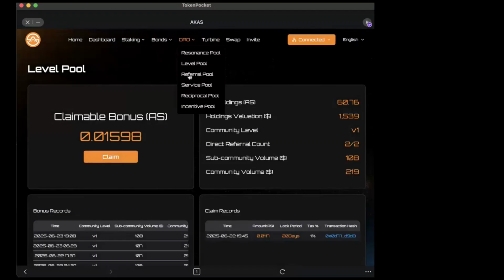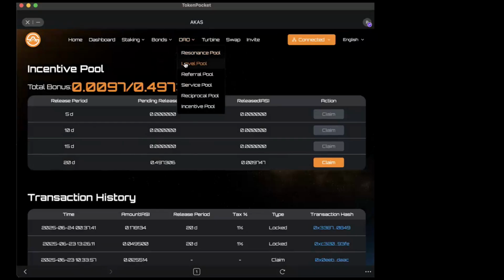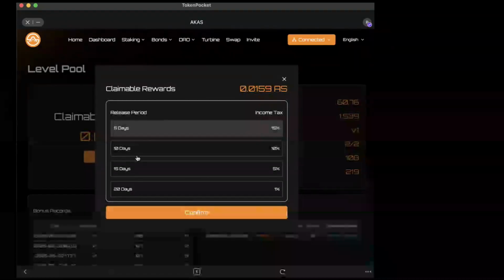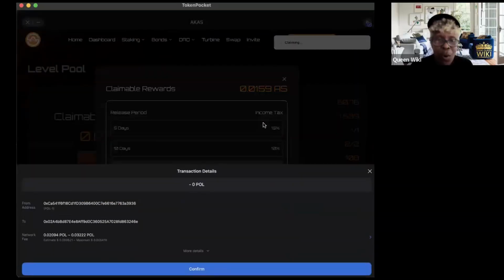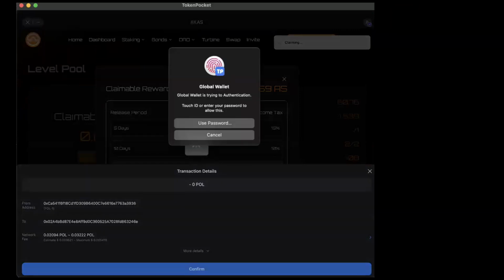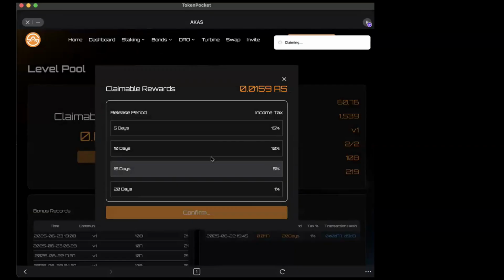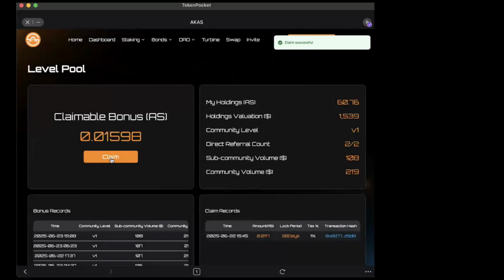Okay, for example, for the incentive pool that we can see from here, 5, 10, 15 days, all is 0%, right? Now I go to the level pool and I claim this with 15 days, 5%. And then it should show up. Let's see where it will go. Confirming. Okay, now let's go to the incentive pool until it's refreshed over here.